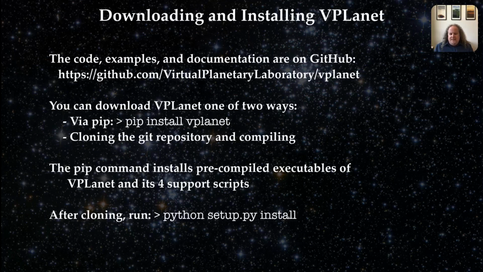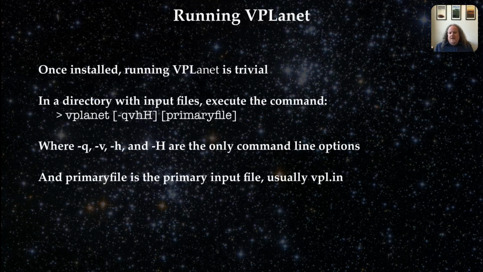If you're interested in developing the code or just want to have a local copy of it, you should clone the repository instead. You'll need to clone each of the 5 repositories and install them. To install, you'll just need to run the command python setup.py install to create the executables and place them in your path. So now that you've installed vplanet, how do you run it?